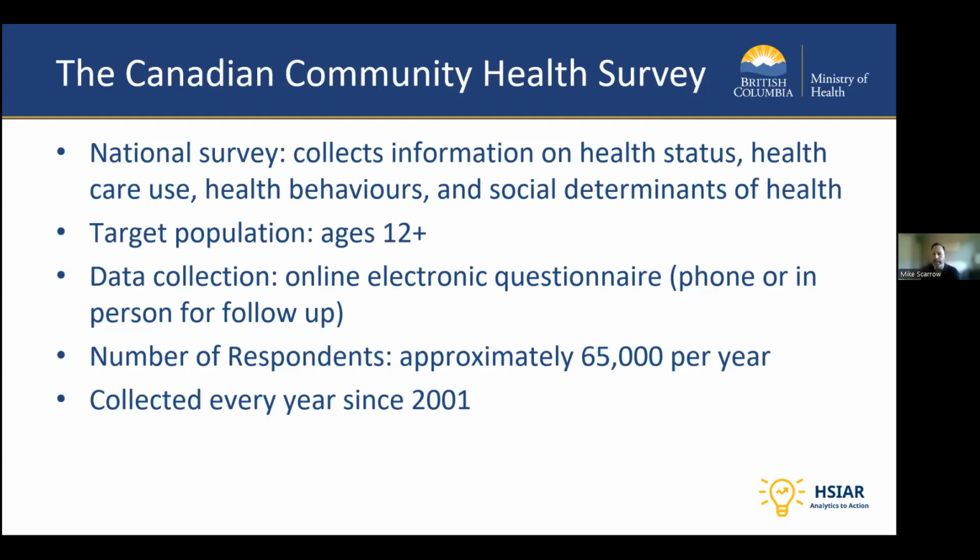Data collection is via an online electronic questionnaire with phone or in some cases in-person follow-up. The survey uses a complex stratified sampling methodology. Each sampled household and individual is assigned a weight to ensure that the survey results are representative of the entire population. The survey began in 2001 and is conducted normally between February and December, with the results being released the following August. It is one of StatsCan's largest surveys, with approximately 65,000 respondents each year and about 9,000 in BC.